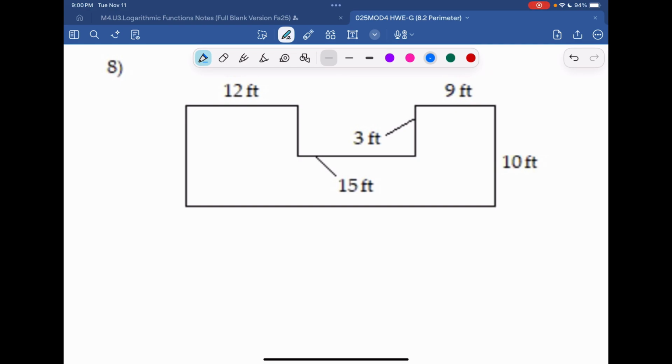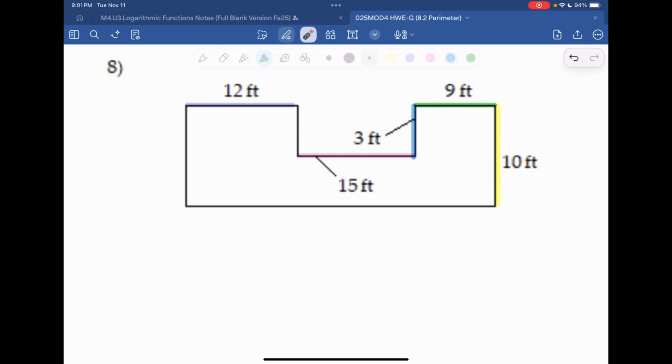For this one, again, we're just adding up the outside of the figure. In this irregular figure, we don't have all of the sides, so let's see what we do know. We know this side here is 12. We know this side is 15. We know this side is 3. We know this side is 9. And we know this side is 10. So we can use those to determine the other sides.